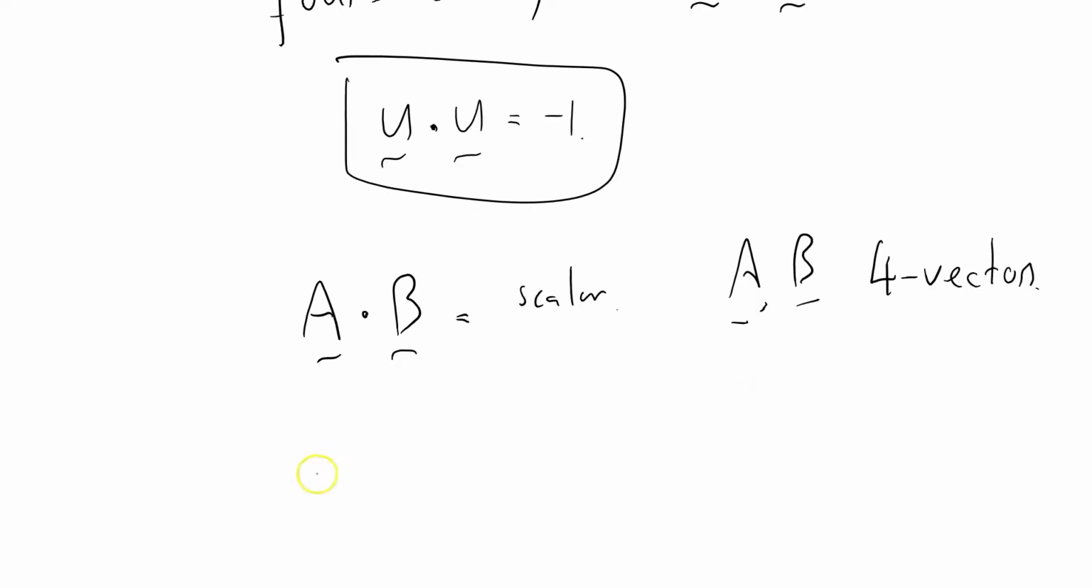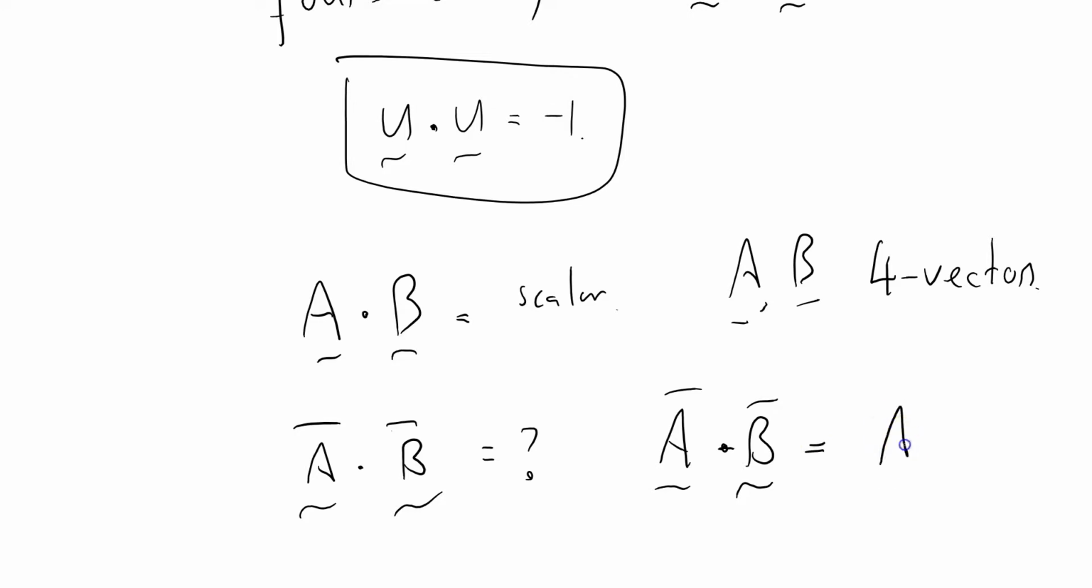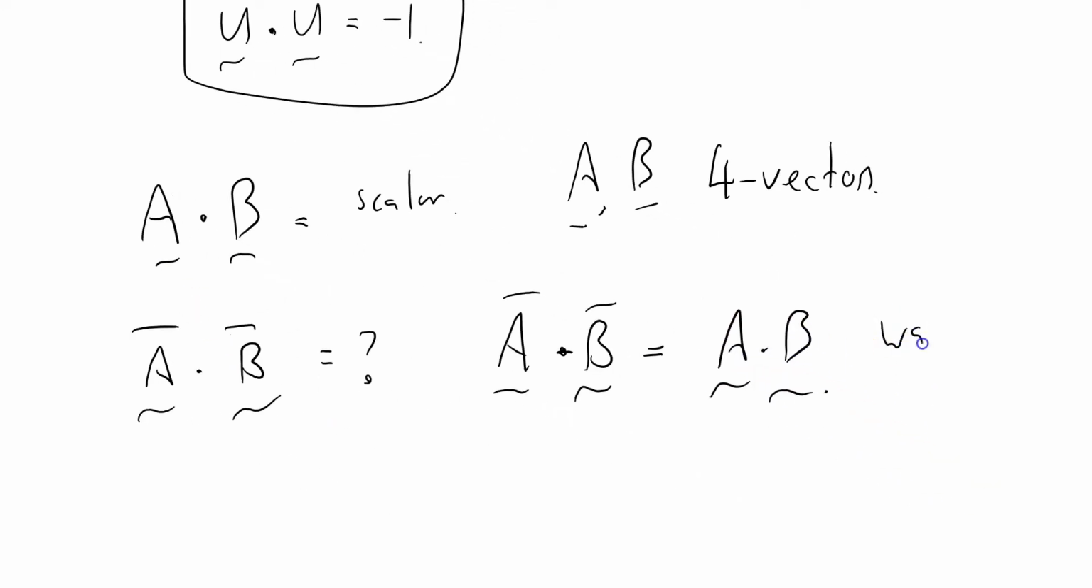And I'm going to wonder what A bar dot B bar equals. Well, we hope that A bar dot B bar equals A dot B. We want this to be true because we want the scalar dot product to be frame independent.